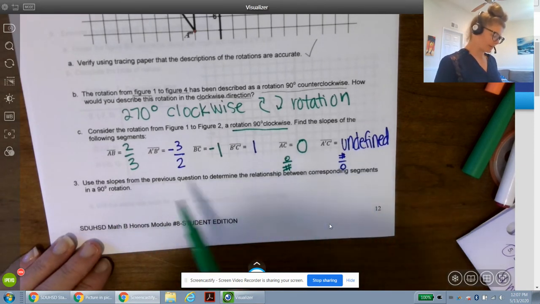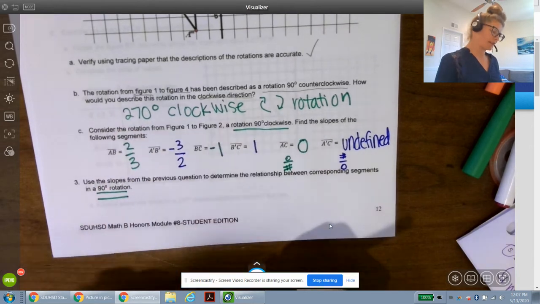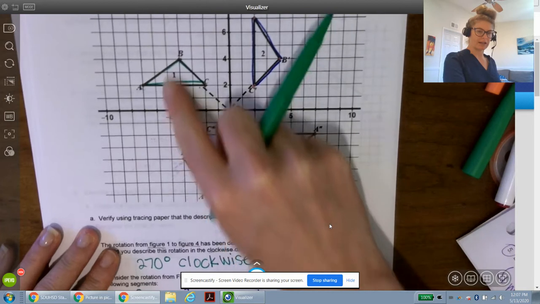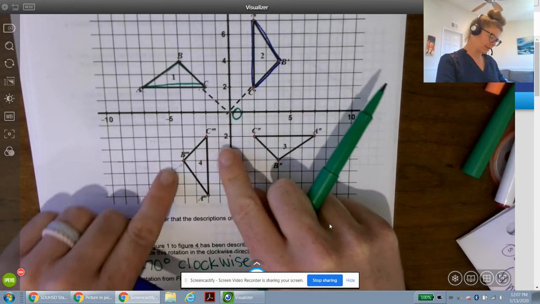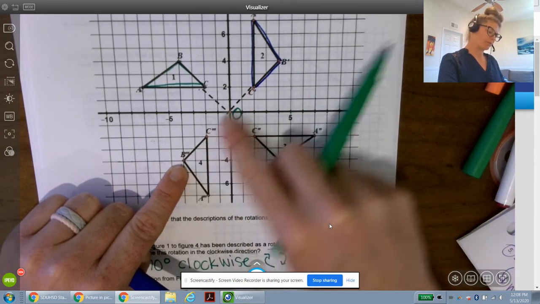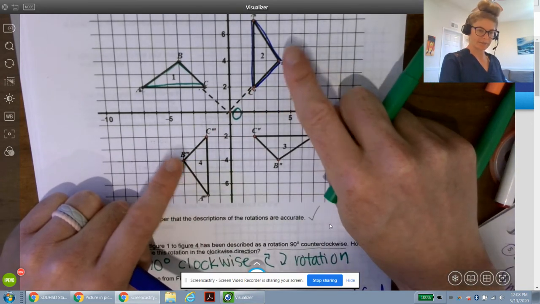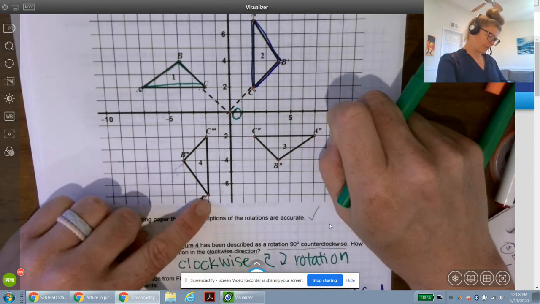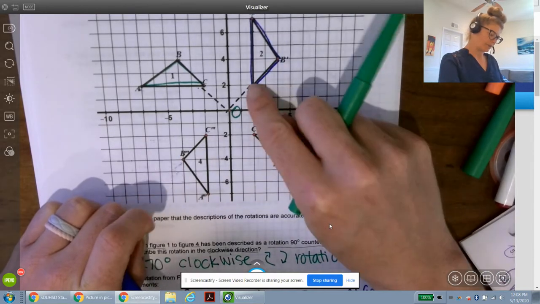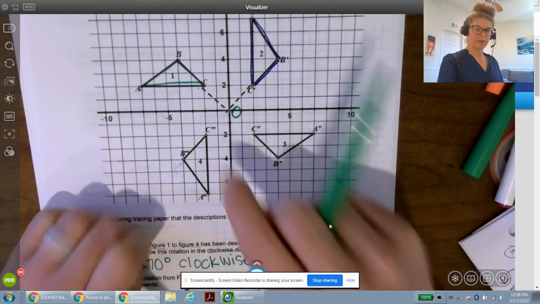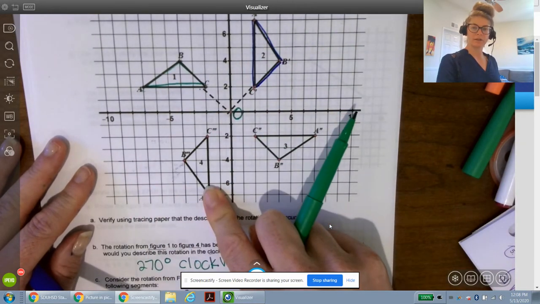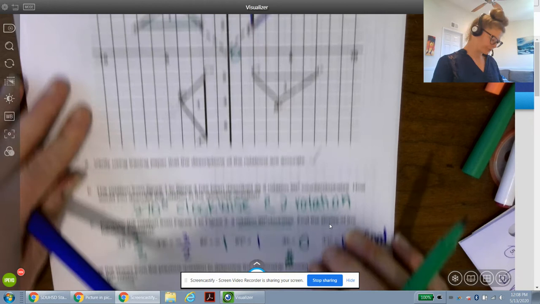Well, what's the relation between corresponding segments in a 90-degree rotation? And this will hold true. Notice if we go 90 degrees clockwise or 90 degrees counterclockwise, B triple prime and C triple prime and C prime, B prime, they're extensions of the same segment. They have the same slope. And then B triple prime, A triple prime with A prime, B prime, they're parallel. And the same thing with A prime, C prime with A triple prime and C triple prime. So this holds true for a 90-degree rotation clockwise or a 90-degree rotation counterclockwise.